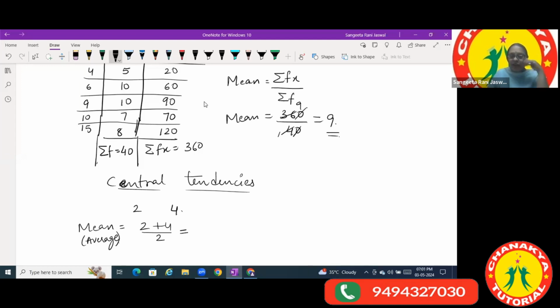Now, if I have to find the mean, that is the middle value of this, that will be 2 plus 4, which is 6, by 2, that's 3. This is just a small example I've shown you.